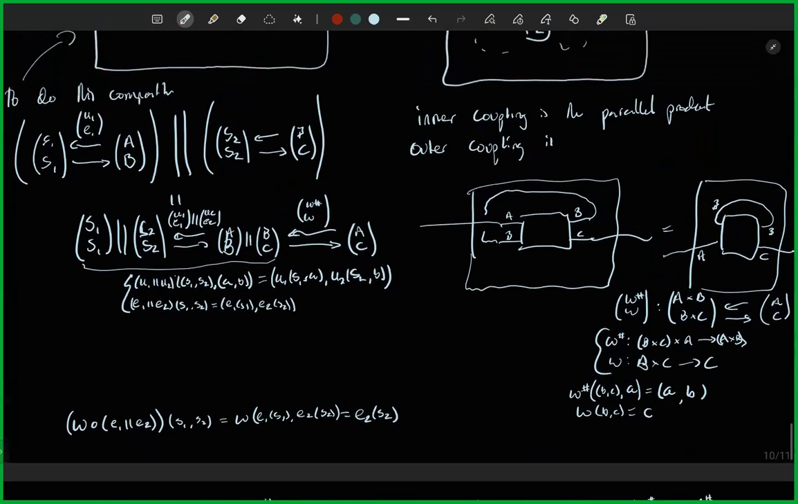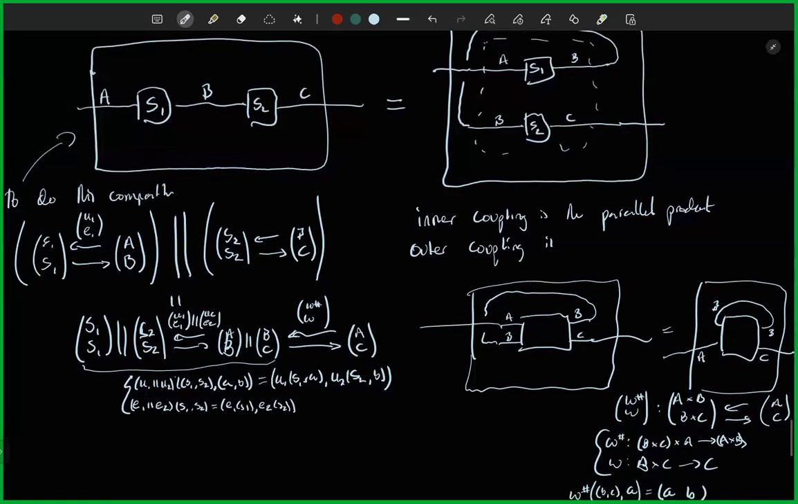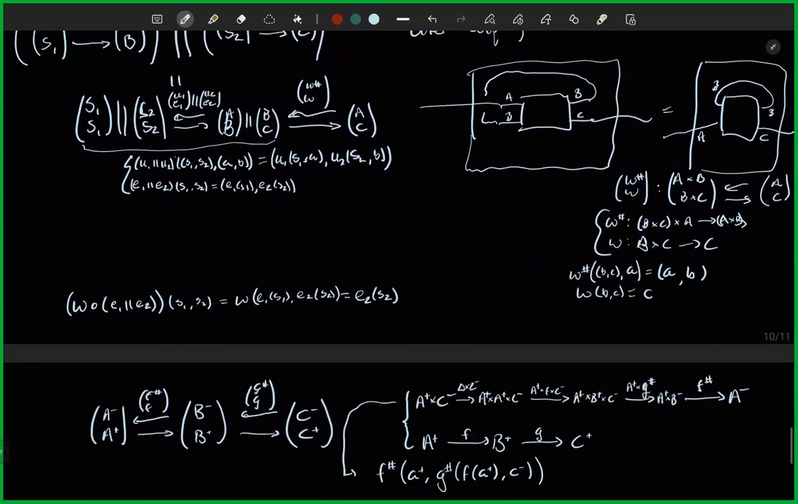And what do you know? If we go back up, what would the output of this wire be? Well, on C, we're only going to see the output of S2. So that is correct.